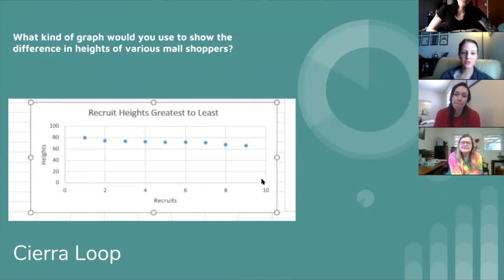What graph would you use to show the difference in heights of various Army recruits? A few different graphs could show the very different heights of various Army recruits. In this case, we used a line graph because it's just the simplest way to show the different heights of the various Army recruits.